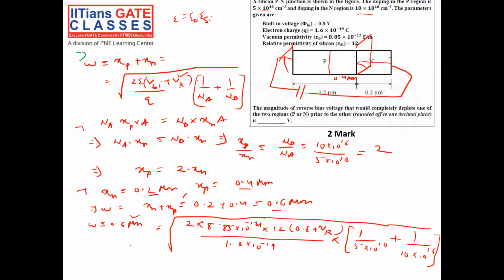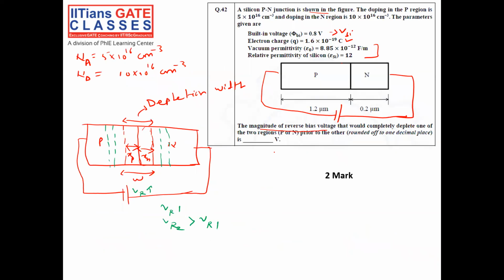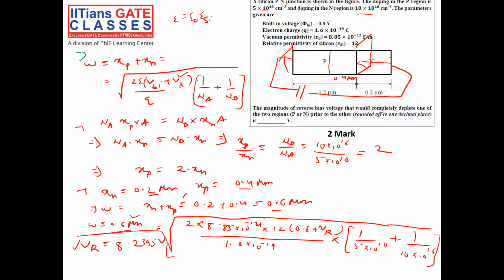So use your calculator and solve. If you solve it using a calculator, how much will you get? Let us see. We will get around 8.2395 volt. If you solve this equation, we will get VR equal to 8.2395 volt. So the answer is 8.2395 volt. So this is the last question.